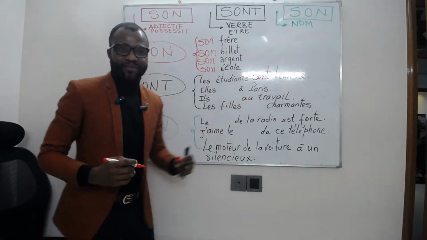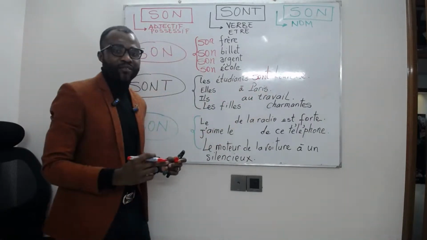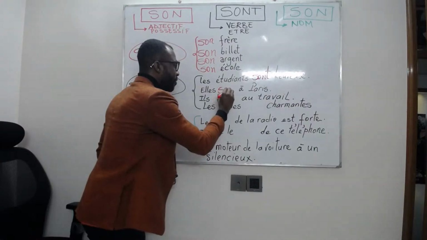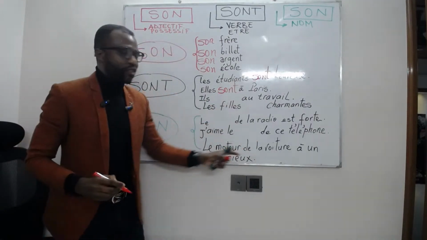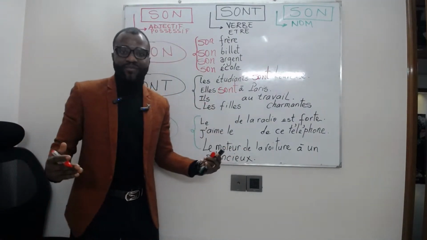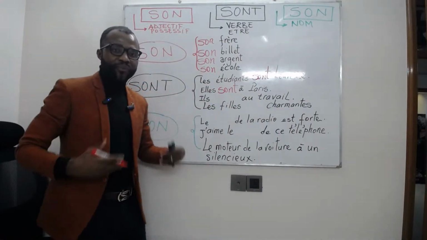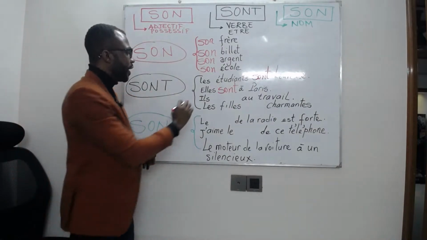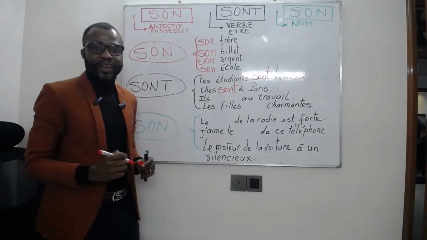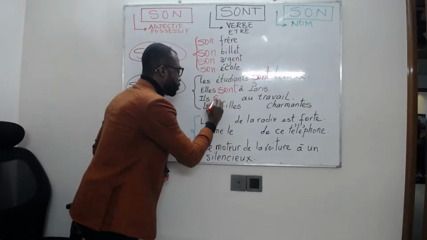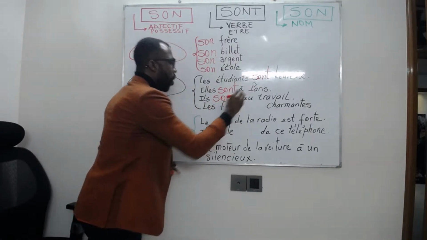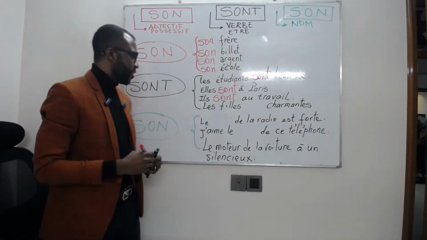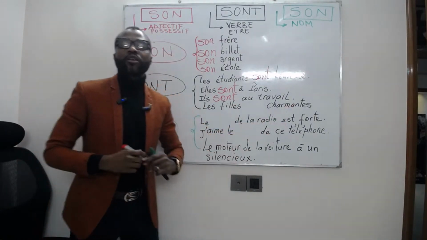Now, let's move to the next example. Elle à Paris. We're going to use elles sont à Paris. So, they are in Paris. This they is for female. So, elles sont à Paris. And the next example, il au travail. We're going to say, ils sont au travail. They are at work. Les filles charmantes.